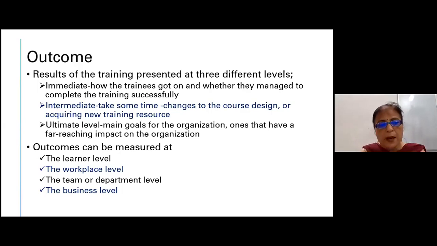So outcomes can be measured at the learner level and the workplace level, the team or departmental level, and the business level. So you can see very well that the concept of this model is assessing the outcomes at all the levels, like the reaction also, the job behavior also, and ultimately what is the gain in the business for the organization.